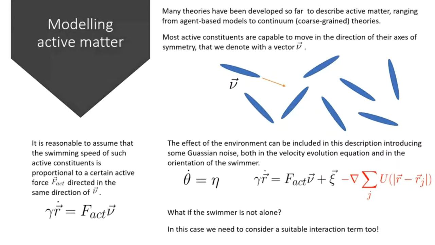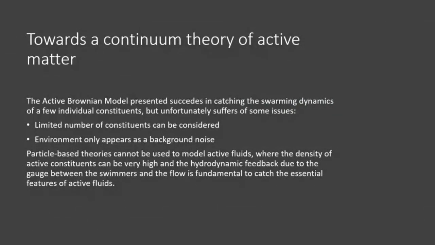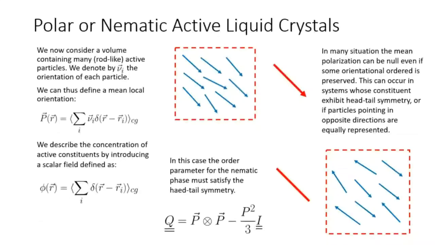The problem with this kind of models, which are quite successful at catching some properties of active matter, is that active Brownian models, as the one in the previous slide, unfortunately suffer from some issues, such as that only a limited number of constituents can be considered, and the environment only appears as a background noise. So particle-based theories cannot be used to model active fluids, where the density of active constituents can be very high, and the hydrodynamic feedback due to the coupling between the swimmers and the flow is fundamental to catch the essential features of active fluids, which is the solution.